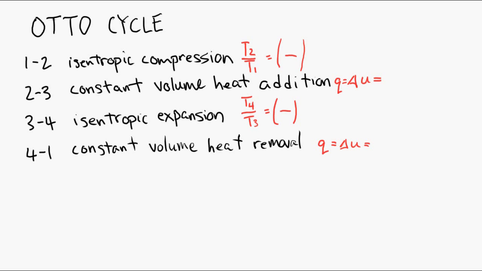So in the Otto cycle, there's 4 stages. From 1 to 2 is isentropic compression. From 2 to 3, constant volume heat addition. 3 to 4, isentropic expansion. And 4 to 1 is constant volume heat removal. Using our equations we developed for ideal gases and constant specific heats, we can then find the temperature ratios based on the changes in volume.